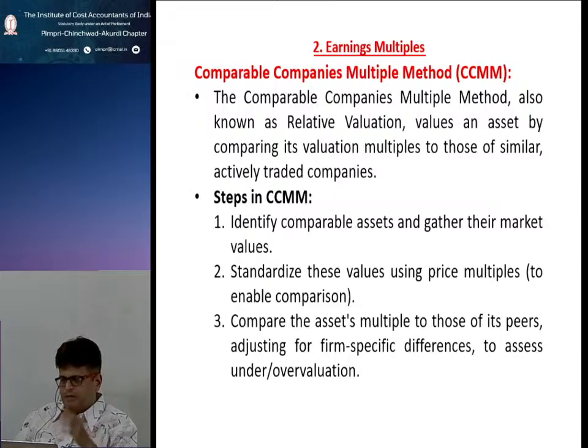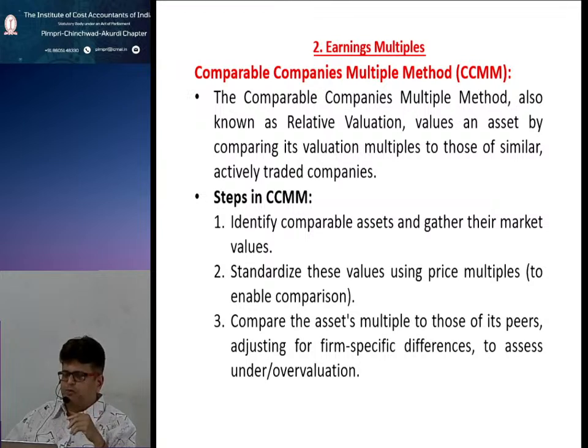So yeah, coming back to the comparable companies multiple method, CCMM. The comparable companies multiple method, also known as relative valuation, values an asset by comparing its valuation multiples to those of similar actively traded companies. That's why it's called a relative valuation. It's relative to the valuation of similar, identical actively traded companies.